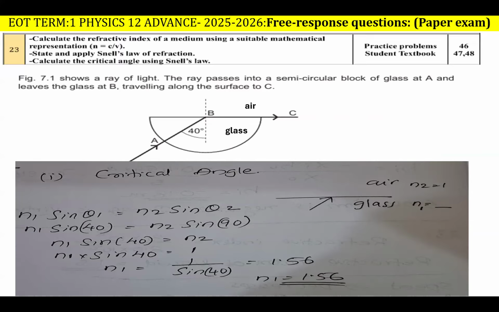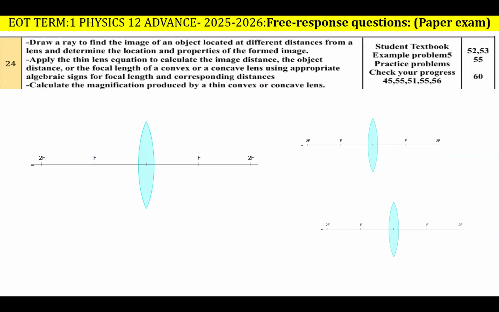So here you need to take the theta 2 as 90. That's the only thing. Okay, the next one is drawing the image formation on a convex lens and concave lens. So in the case of convex and concave lens, we have got some ray diagrams. Let's study the first one.